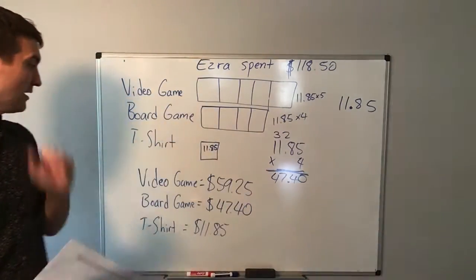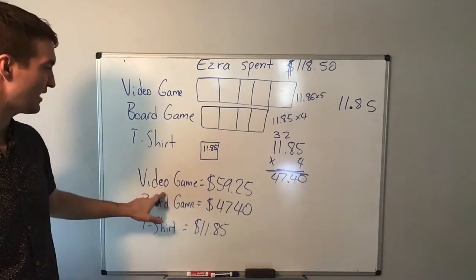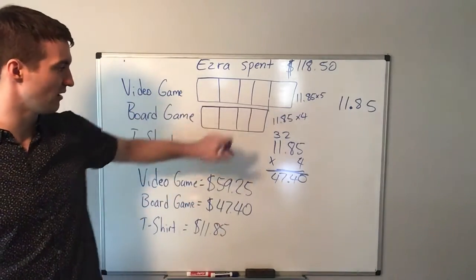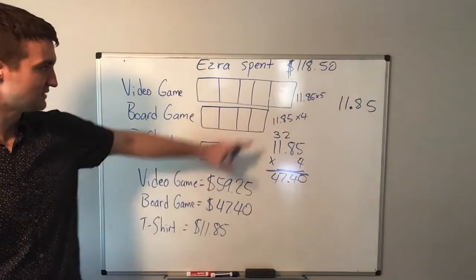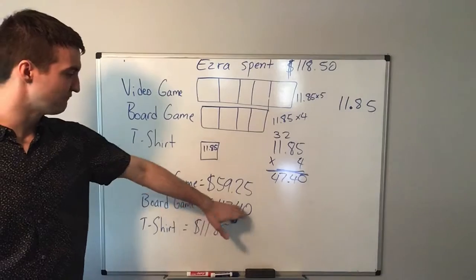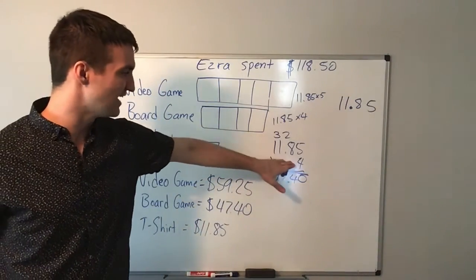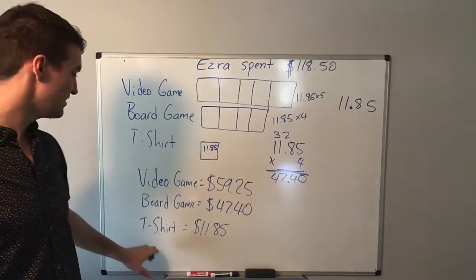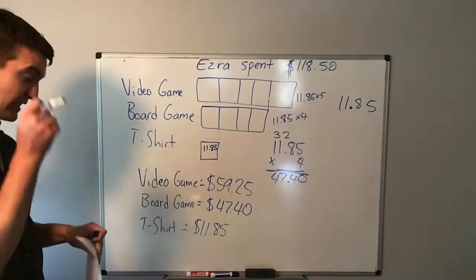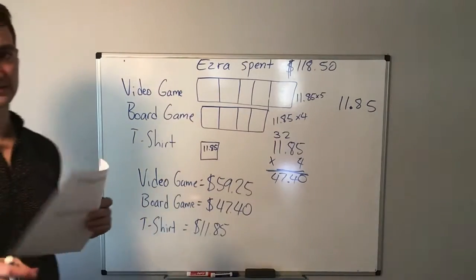So all this added up together should equal $118.50. So the video game costs $59.25, and I got that by multiplying our base unit, $11.85 times 5. Board game costs $47.40. I got that by multiplying $11.85 times 4, and I got $47.40. And then finally the t-shirt was the base unit, was just one unit, and that was $11.85.